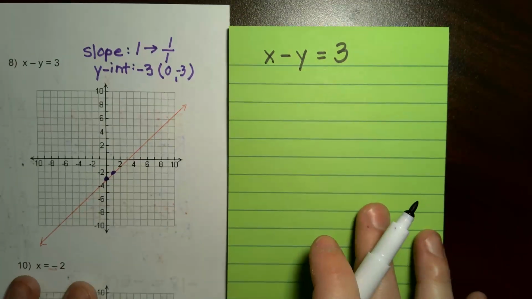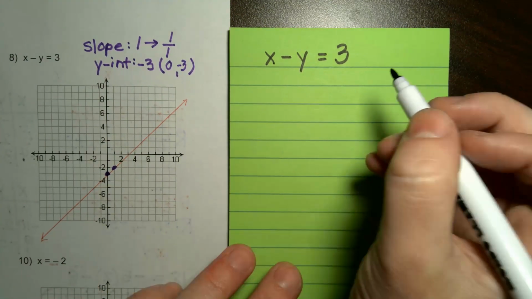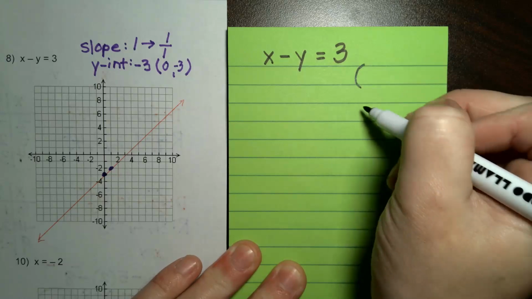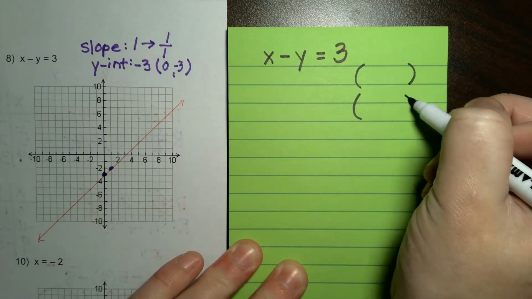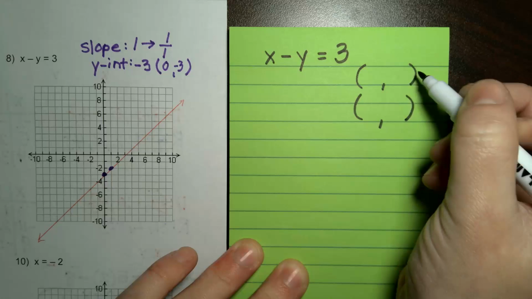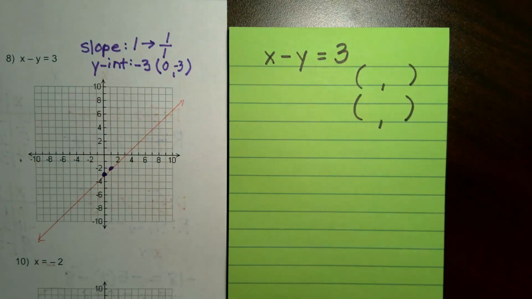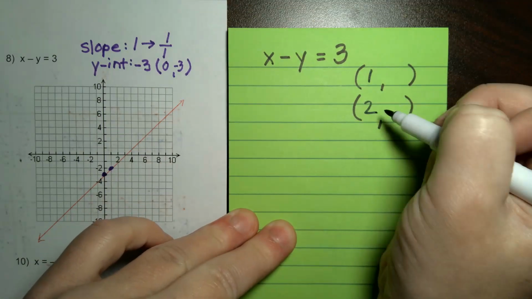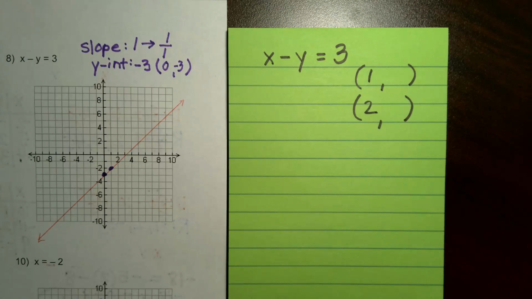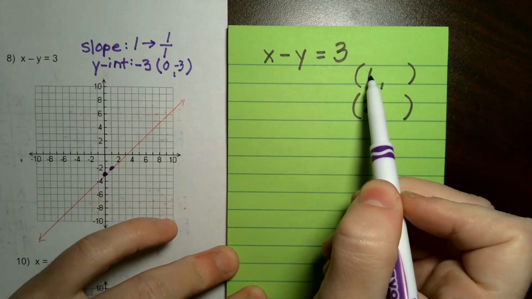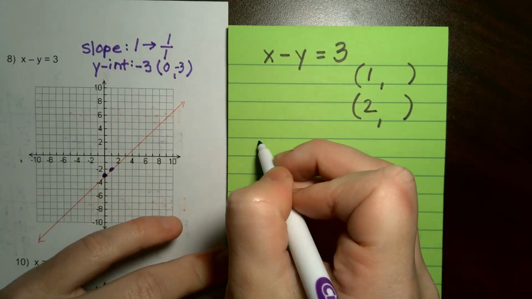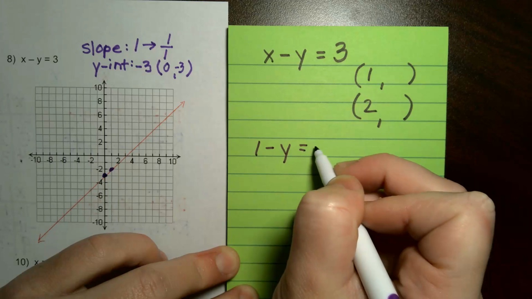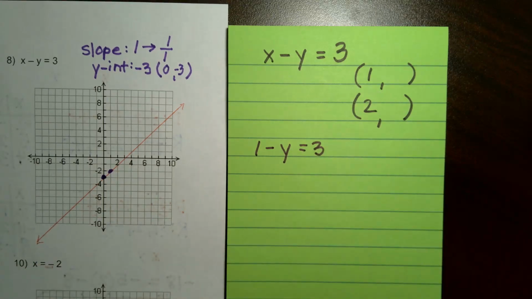And remember, we're trying to come up with just at least 2 coordinates because we just need 2 points to make a line. So I'm going to start by making empty coordinates. What values do we want to try plugging in for x? 1, 2. Let's do it. Okay, so all we need to do from here is plug those in and solve for y. So I have x is 1, so I'm going to do 1 minus y equals 3. What should I do to solve for y?